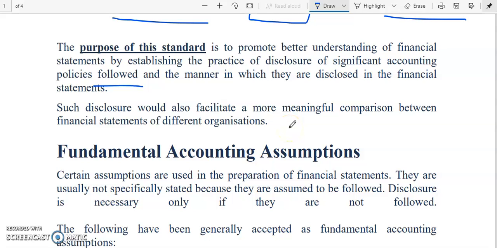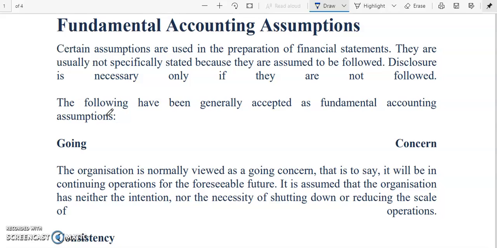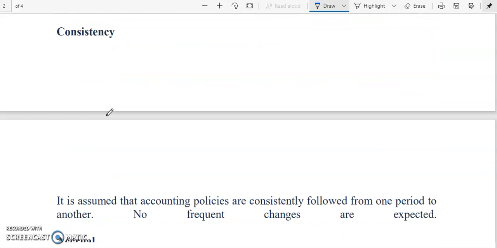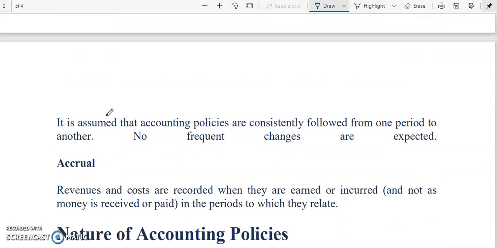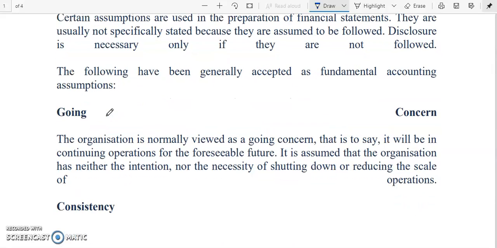Because if different accounting policies are adopted by different organizations, such comparison will not be meaningful. So for meaningful comparison of financial statements, the disclosure of accounting policy is required. Now, certain fundamental accounting assumptions. There are three fundamental accounting assumptions: first is going concern, second is consistency, and third is accrual. Now let us discuss one by one.